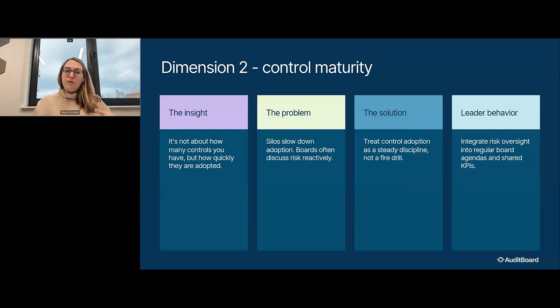Based on the telemetry data and also the third-party research, what we really found is that control adoption accelerates when governance and bandwidth are aligned. However, if they're not aligned, then control adoption is really not there. Boards tend to discuss risk only reactively. We found that for about 50% of enterprises, it's not a standing agenda item at the board level. And this is where leading organizations start to distinguish themselves.